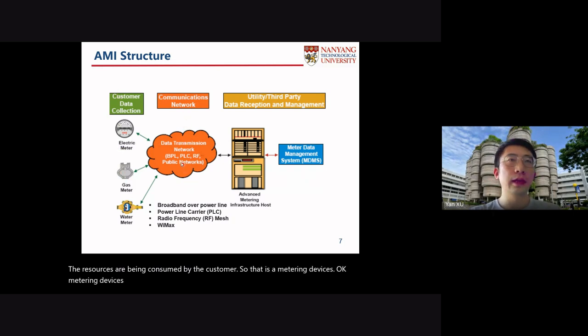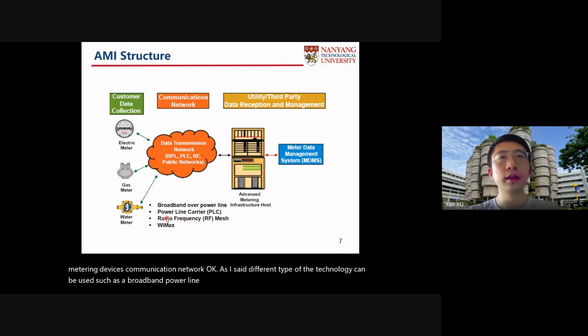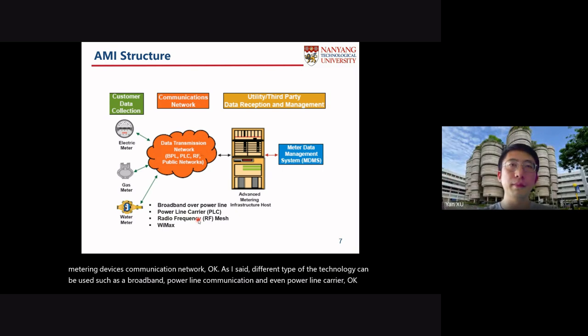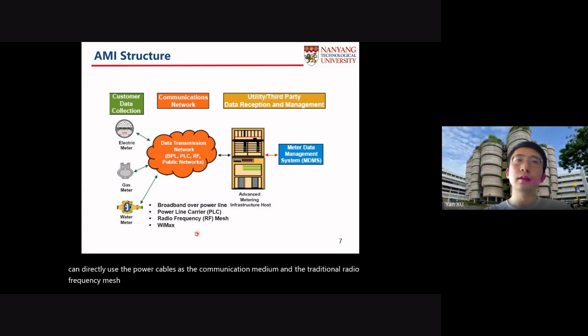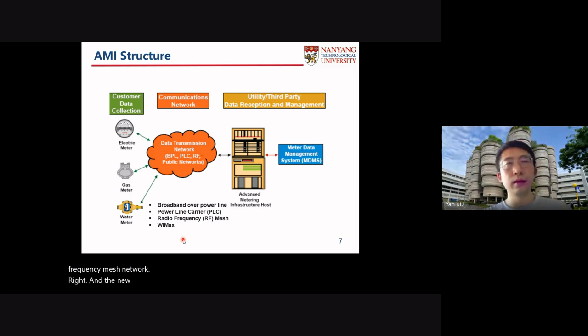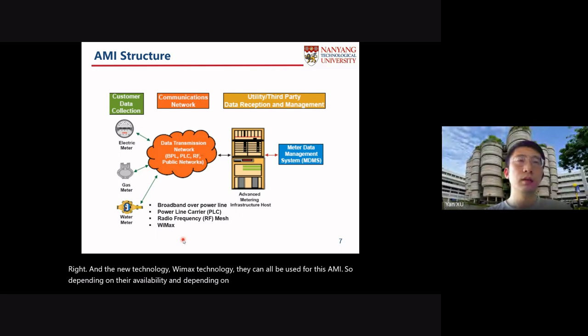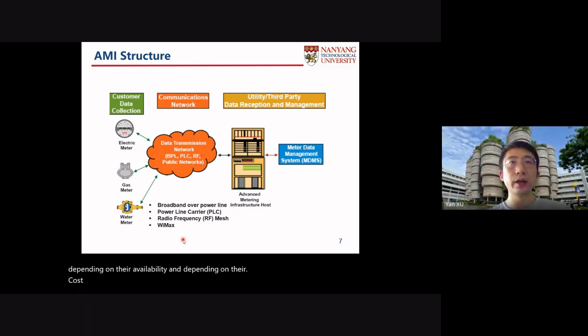Communication network, as I said, different types of technology can be used, such as broadband, power line communication, and even power line carrier. We can directly use the power cables as the communication medium. And the traditional radio frequency mesh network, and the new WiMAX technology, they can all be used for this AMI. So depending on their availability and their investment cost, we can choose different communication technology. And the MDMS, the software system.